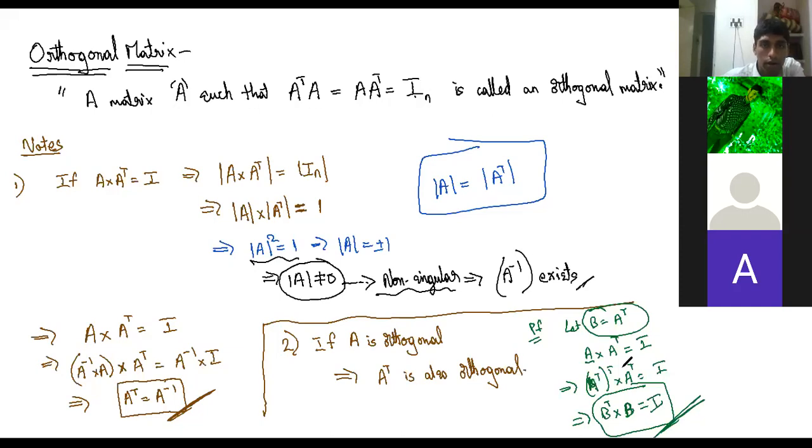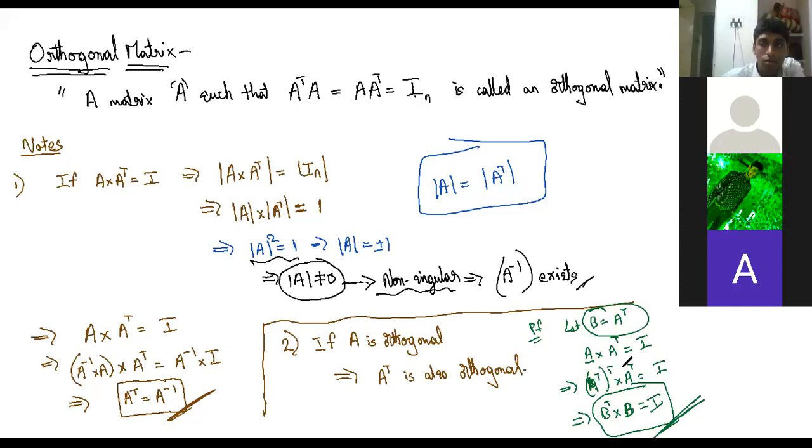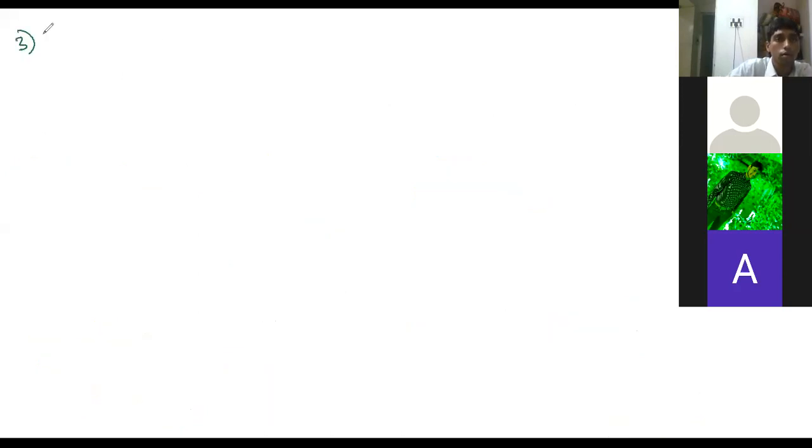Next point, identity matrix is also an orthogonal matrix. Needless to say, this is very easy to understand. I is also an orthogonal matrix.